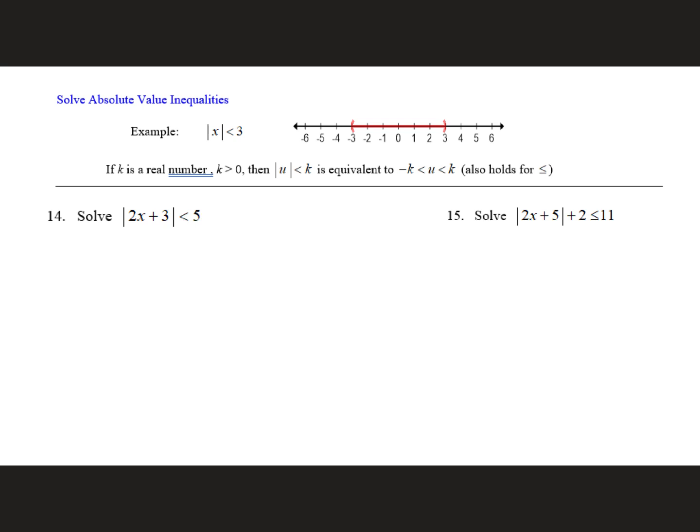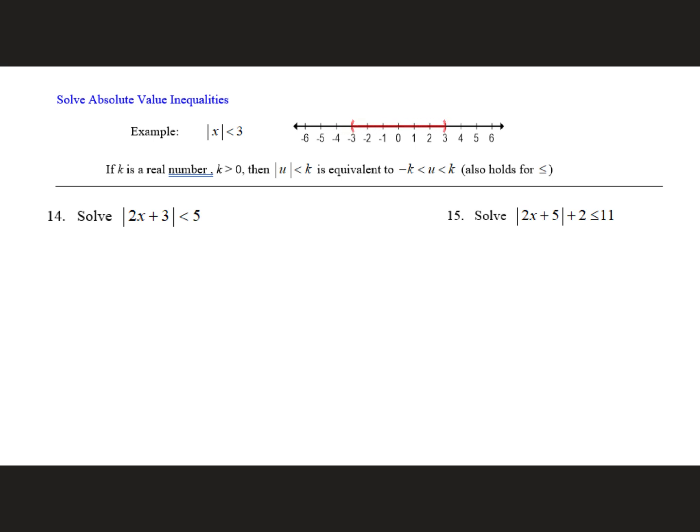Now we've solved absolute value equations. Let's look at absolute value inequalities. In our first example, we're going to look at what happens when I have absolute value less than a number. You can see here from our example, absolute value is less than 3. Notice where the distances from 0 are less than 3. Notice they're in the middle.